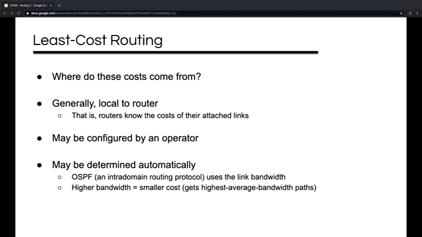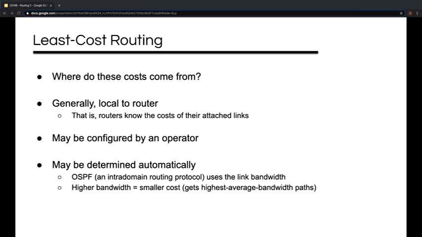And so you might ask, where do these costs come from, right? I mean, I just wrote them on that graph, but where do they really come from? And so generally they're going to be local to a router. A router is going to know the costs of the links that are directly attached to it. These might be something that are configured by an operator. They may actually get into the router and configure it and tell it, this link is going to be this cost. They may be determined automatically.